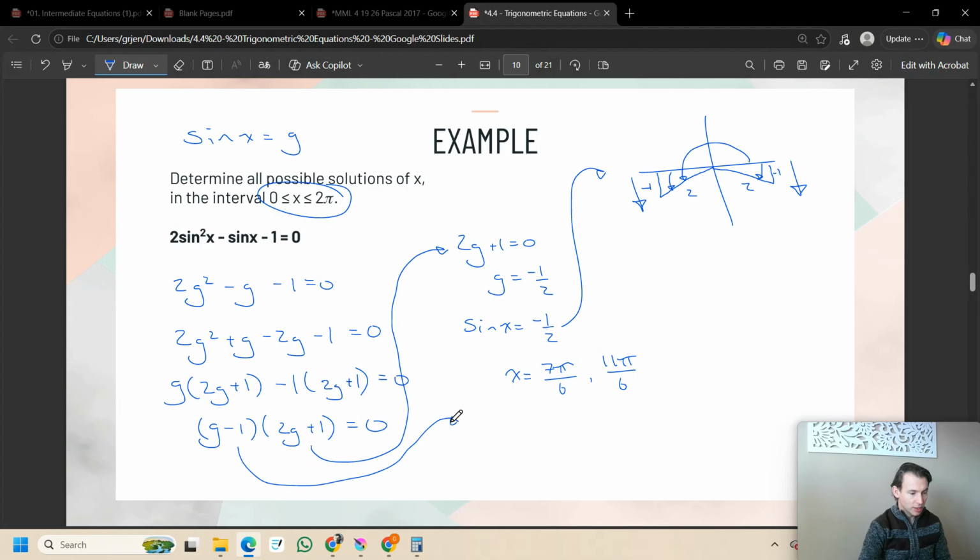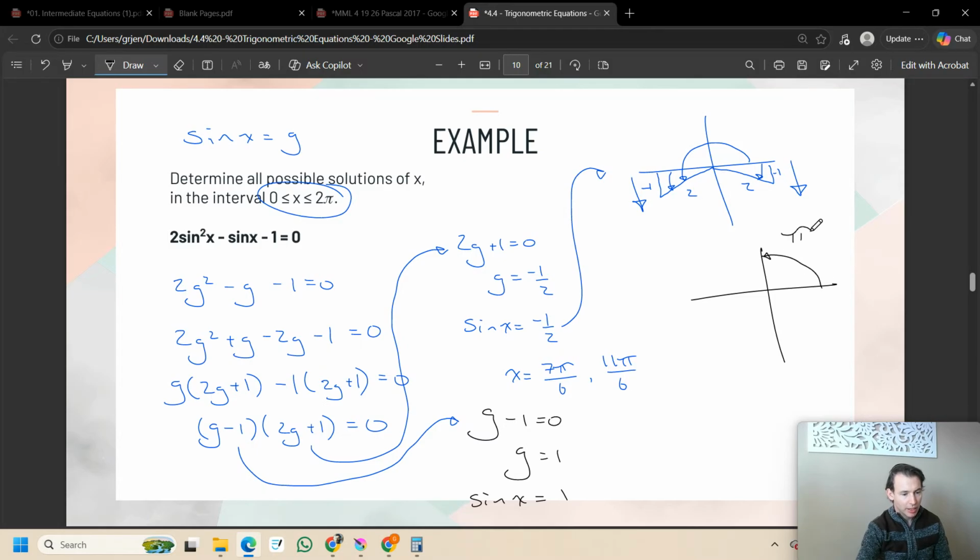G minus 1 equals 0. Let's do it in another color. G minus 1 equals 0, so G equals 1. That is to say, sine x equals 1. And there's actually only one place where that happens. We visualize it up here at pi on 2, where sine reaches its maximum. It only reaches its maximum once in the 360 degrees.